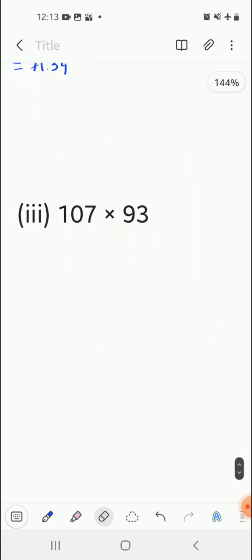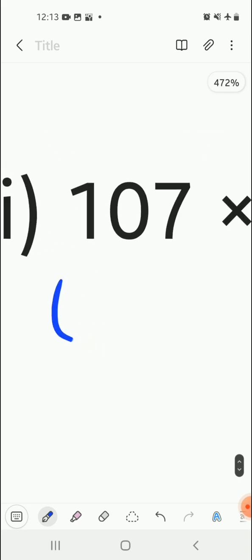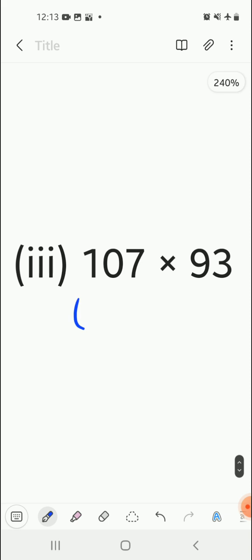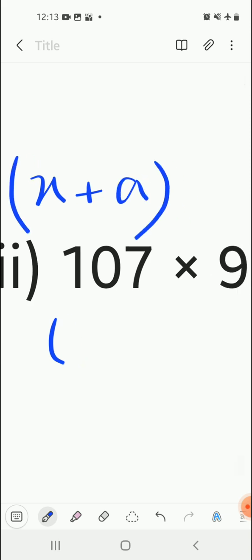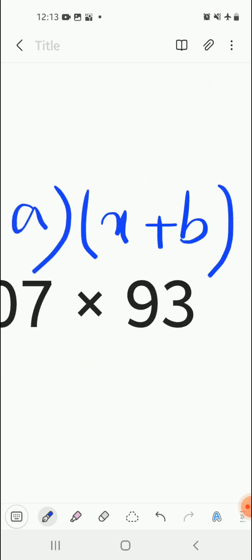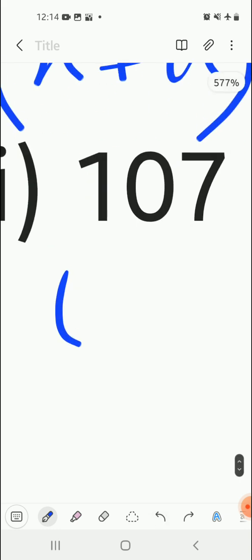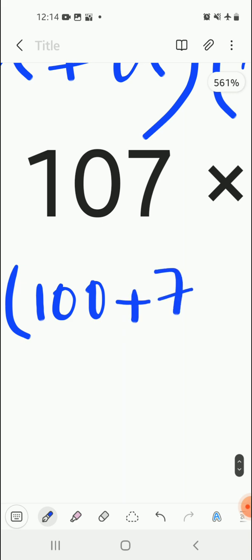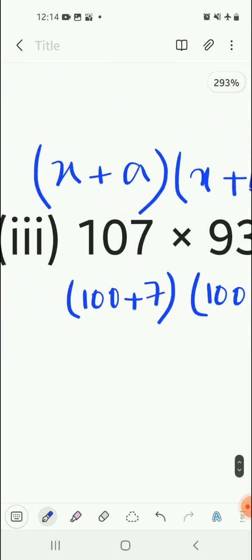Moving on to the next question. 107 into 93. We will write it in this manner. 107 and we have got 93. We have to remember, in order to make it a formula of (x plus a) into (x plus b) as it is stated, we have to make sure that the x is the same number. So what we can do is, we can simply write it in this manner, that it is 100 plus 7 into 100 minus 7. This actually doesn't become x plus a into x minus a. It actually becomes the a plus b into a minus b formula.